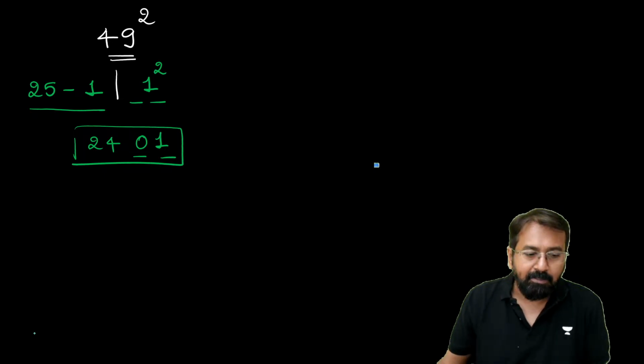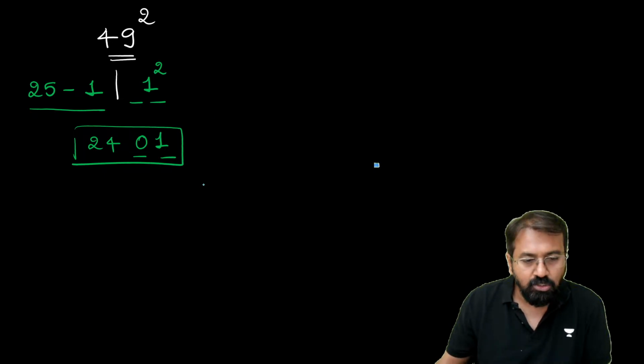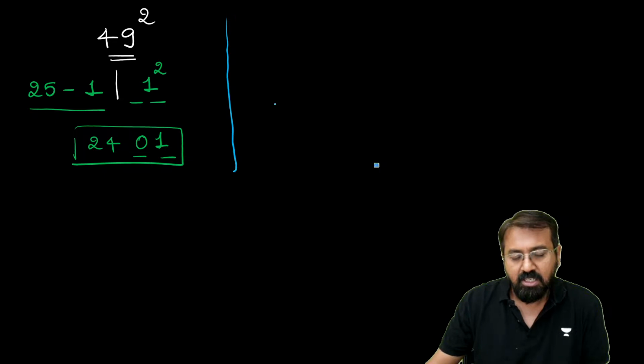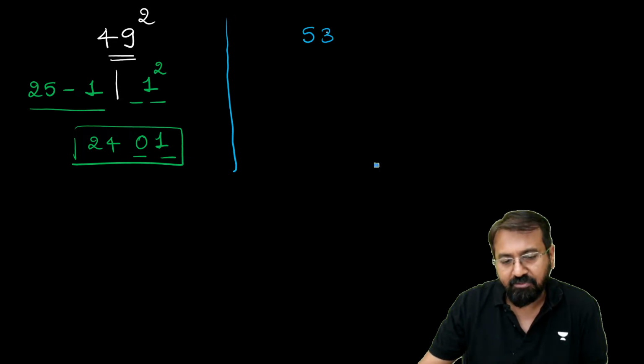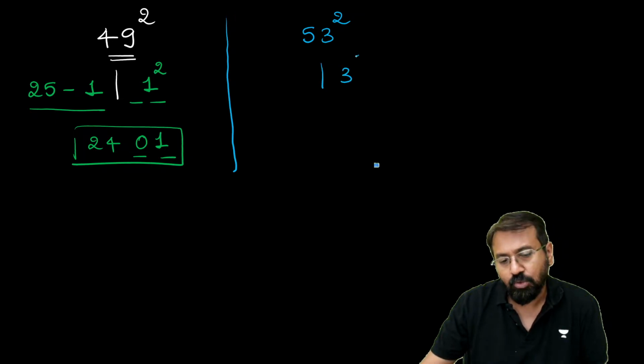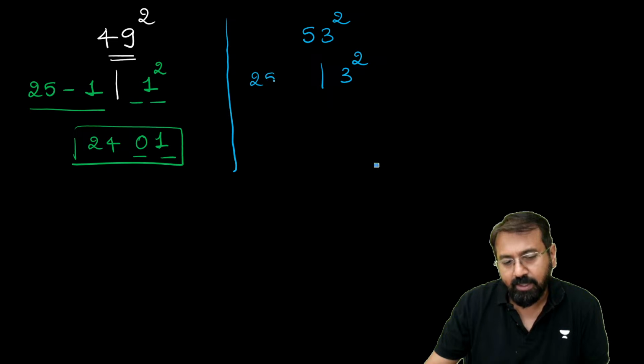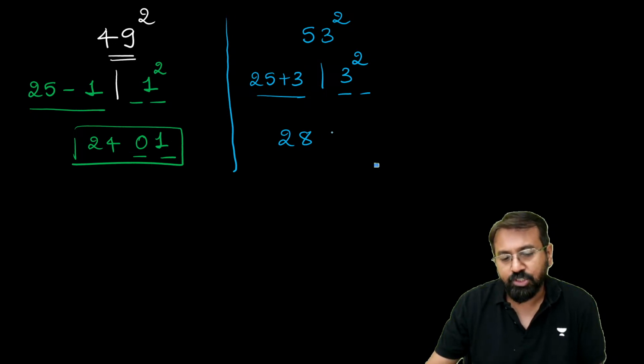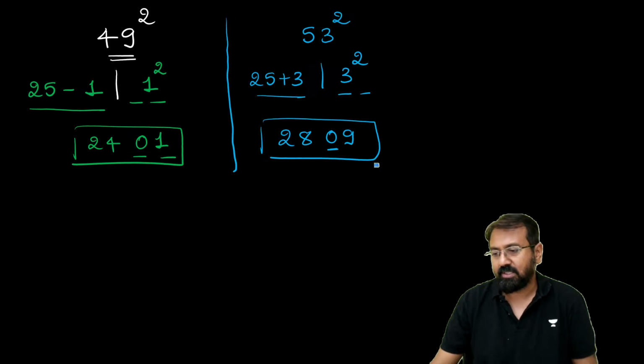Can you remember this? Let's take one more example so that things become pretty clear. Suppose I want to find out the square of 53. Now guys, what will be the right part? Can I say 53 is 3 more than 50, so 3 square, and the left part will be 25 plus 3. So this is going to be 28, and 3 square. Instead of 9, what shall we write? We should write 09. Yeah, we'll have to insert that 0.